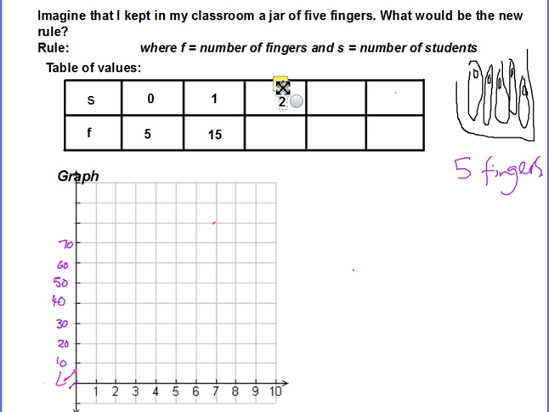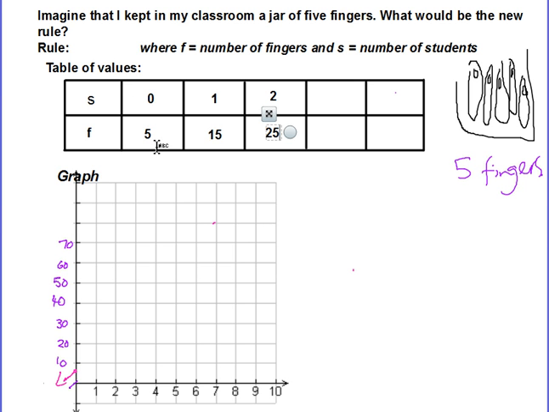how many then? I can hear you all calling out. There's 25, because there's 20 from the students and 5 from the jar. And so on. I won't keep going because it's tricky. So let's plot the values and see what it looks like.